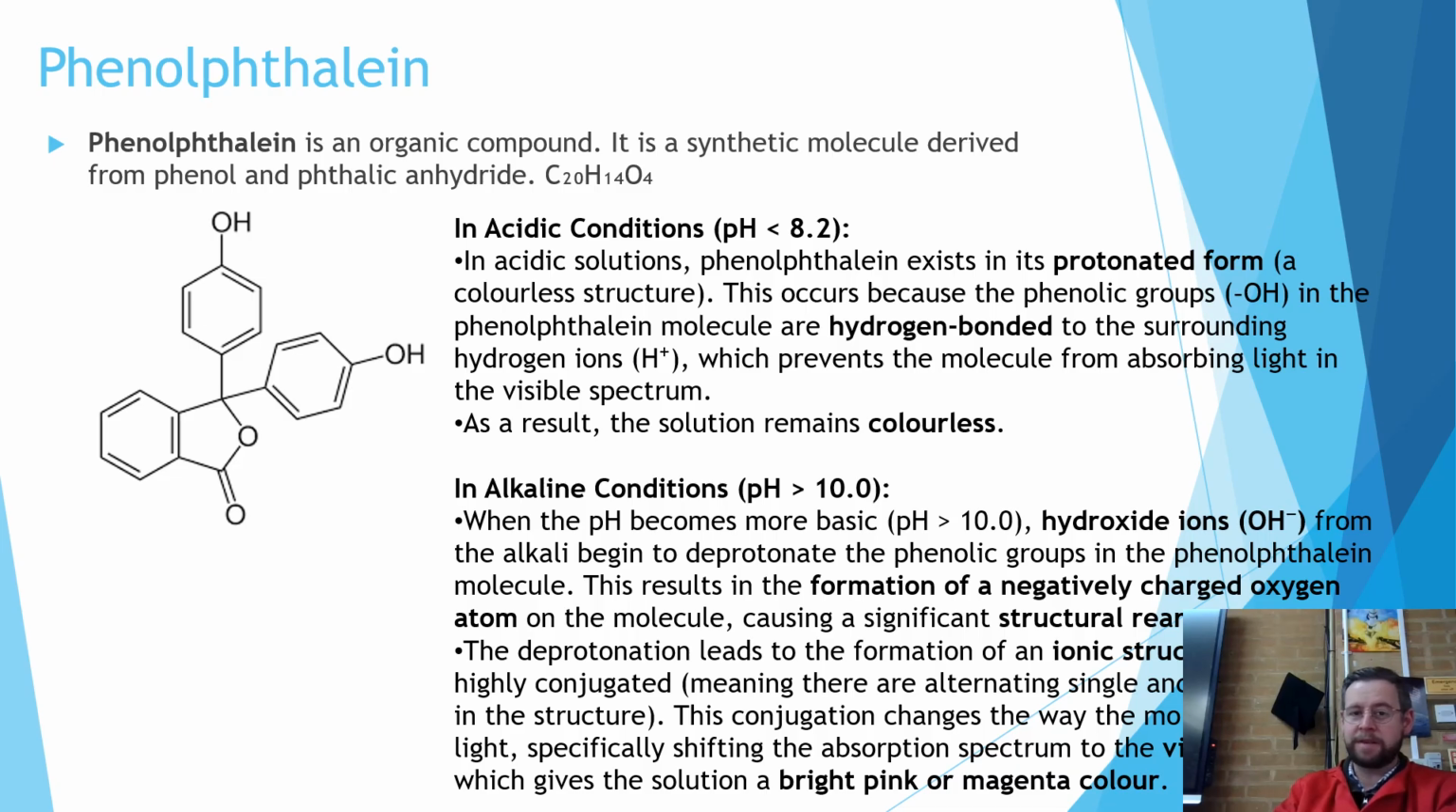First of all, phenolphthalein is a synthetic molecule that is derived from phenol and phthalic anhydride, and it looks like this. It's got all sorts of things, including oxygen, hydroxide groups, and these benzene rings, which we're not thinking about right now. Basically, in an acid, it is protonated. There are hydrogen bonds between hydrogen ions and the rest of the molecule, and these prevent the molecule from absorbing light in the visible spectrum, rendering it colourless.